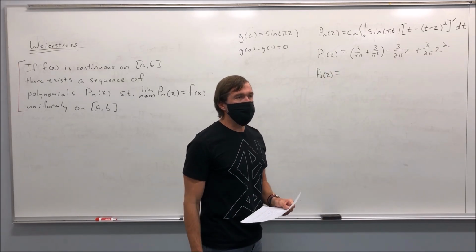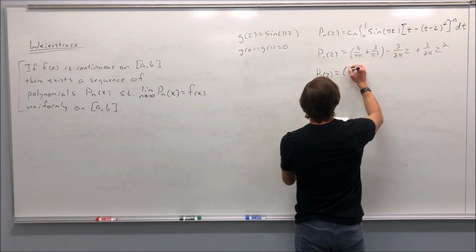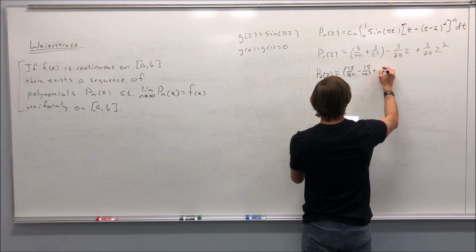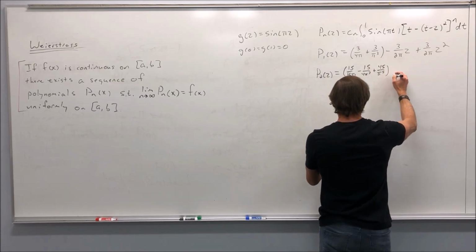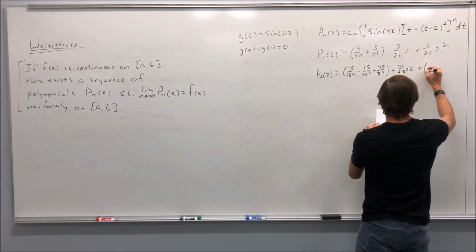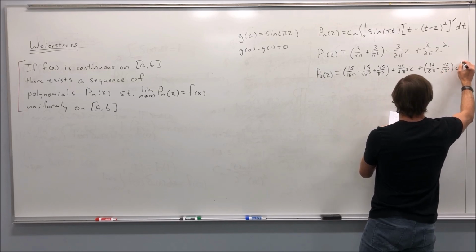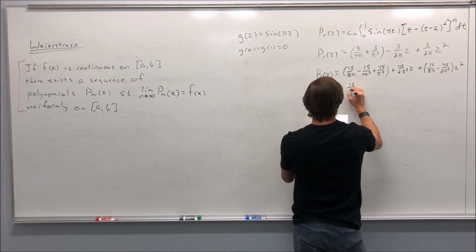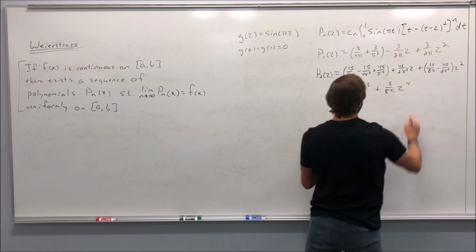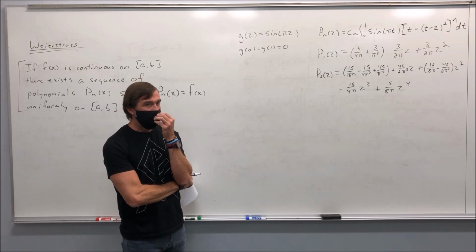And you should immediately notice something very interesting. For P2, I have 15 over 16 pi minus 15 over 4 pi cubed plus 45 over pi to the 5th, plus 45 over 2 pi cubed z, plus 15 over 8 pi minus 45 over 2 pi cubed times z squared, minus 15 over 4 pi times z cubed plus 5 over 8 pi times z to the 4th. Who notices something interesting?